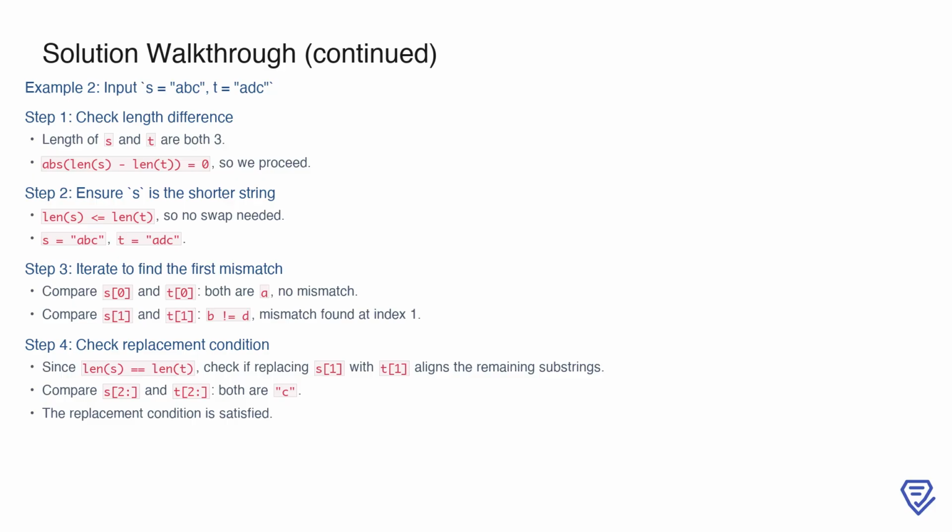Since the lengths of s and t are the same, we need to check the replacement condition. This involves verifying if replacing s[1] with t[1] results in the remaining substrings aligning. The substrings from index 2 onward, s[2:] equals c and t[2:] equals c, match. Therefore, the replacement condition is satisfied, and the output for this example is true.